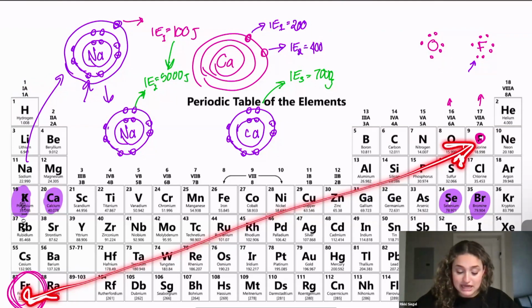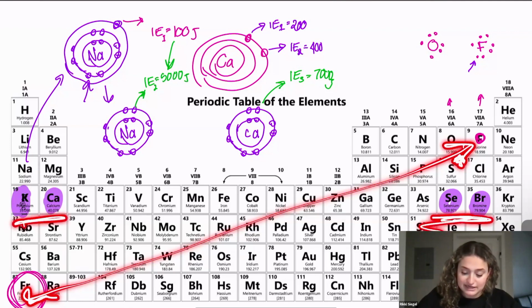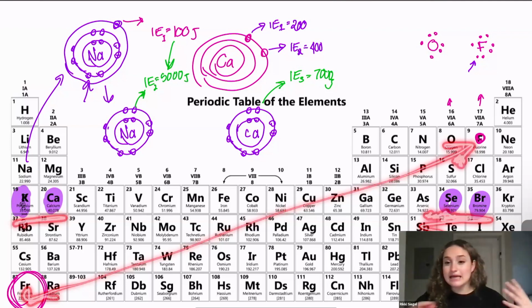Okay, so if I had to rank the metallic character of these guys again that are highlighted, the most metallic, the biggest, is going to be the closest to francium. The least metallic, or the smallest, is going to be closest to fluorine. Okay, it's the same trends there.